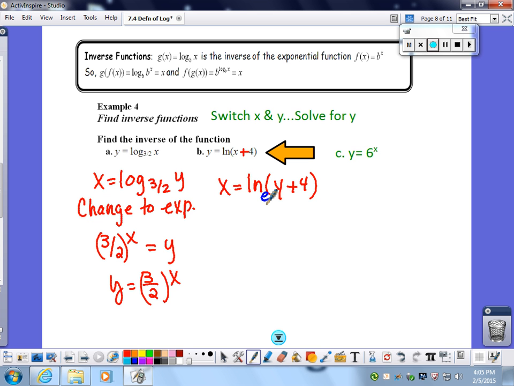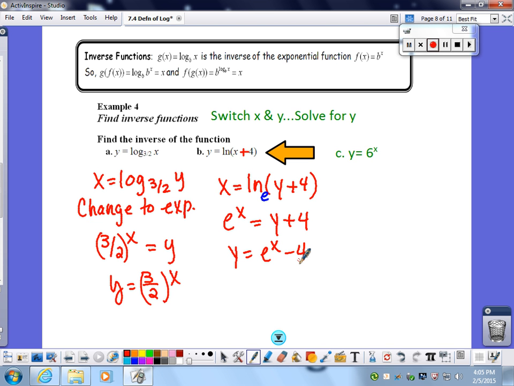All right, so let's change the form. We're going to change it to exponential. So it's going to be e to the x is equal to y plus 4. All right, solve for y. So we're going to subtract 4. So our new equation is y is equal to e to the x minus 4.